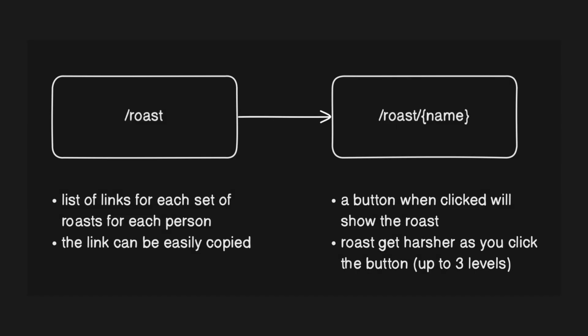So for our app, we're going to have only two pages, where the first page is going to list all the roasts for each of the individuals. And we're also going to have a button where we can copy the link easily. And the second is the roast page, where this is the page that we're going to send to our individuals, our recipients, and we'll get them roasted.